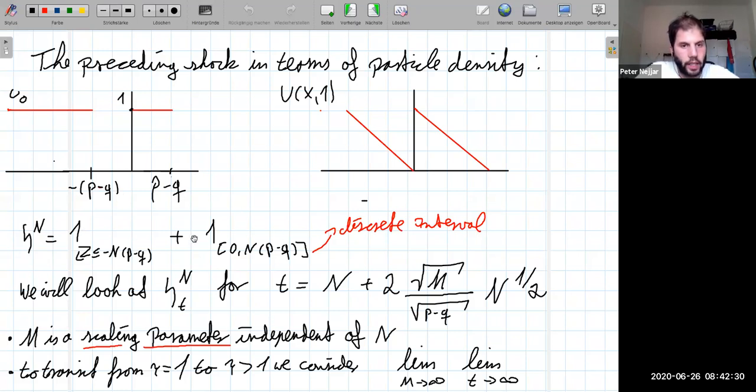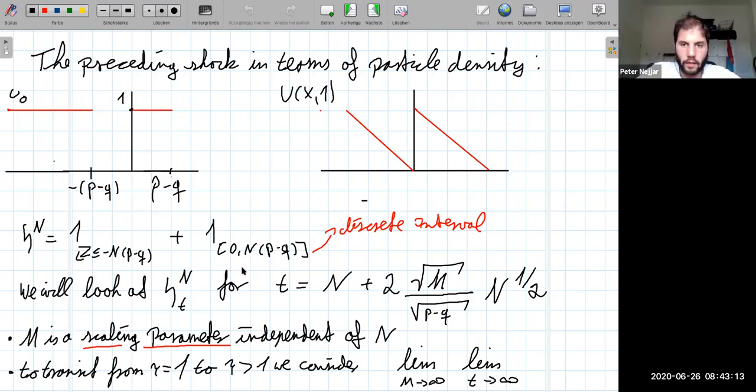So you look at the sequence eta n, which is defined as follows. Here on the left, you have the indicator function of all integers which are smaller than minus n times p minus q. Okay, so that means you have density 1 to the left of minus p minus q. And then you add to that the indicator function of the discrete interval going from the origin to the point n times p minus q, which means that you have density 1 in between the origin and p minus q.